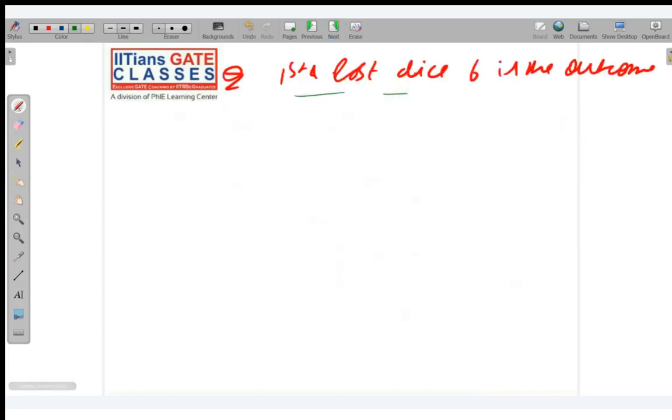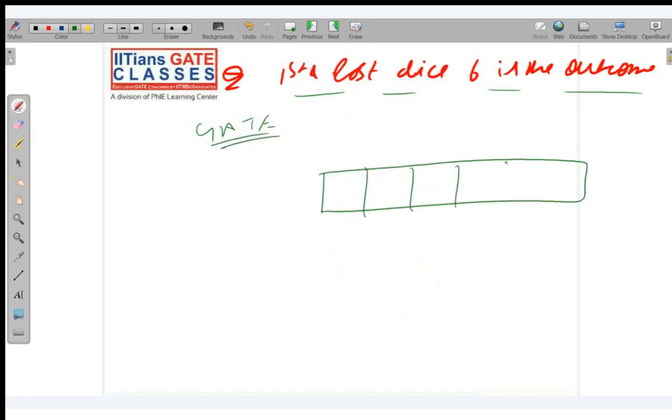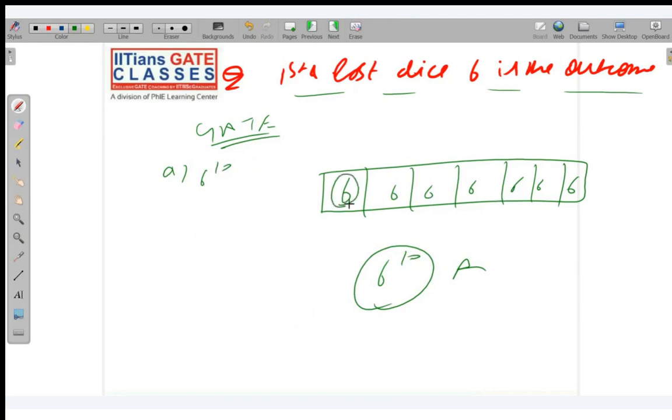Next is first and last dice 6 is the outcome. So this is important, and this question comes in GATE. While making the boxes, you will make silly mistakes. First and last 6 is the outcome, and rest everywhere 6. So you will get confused. Many of you will answer 6 power 10, and the option was 6 power 10 also. In a hurry you will make this kind of mistake. Here 6 is the outcome, here also 6 is the outcome, but here these are the choices. So you will say there is only one choice here, only one choice here, and everywhere else there are 6 choices.